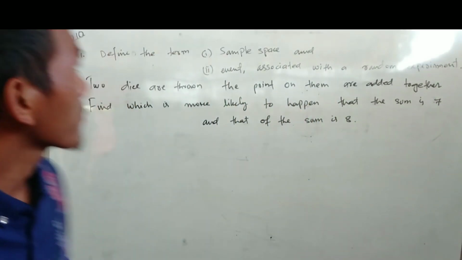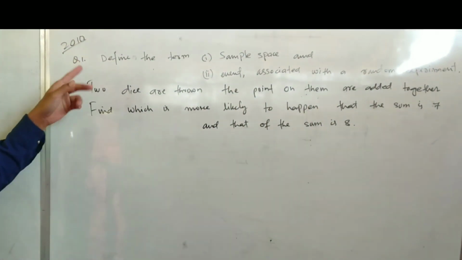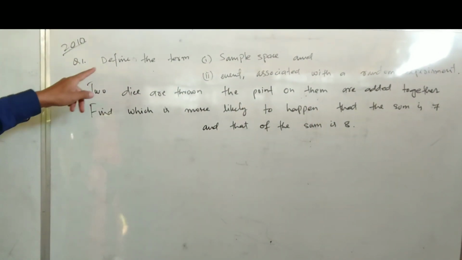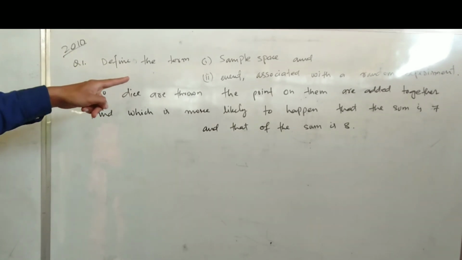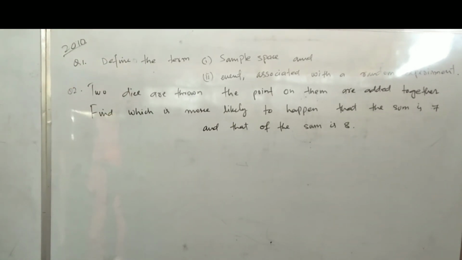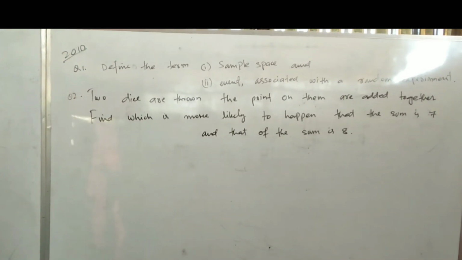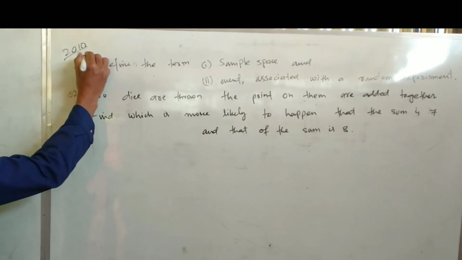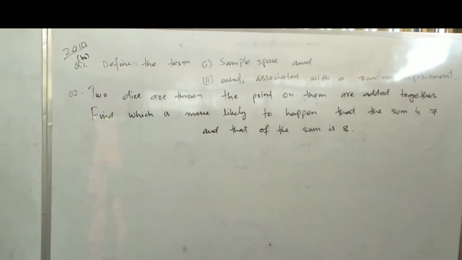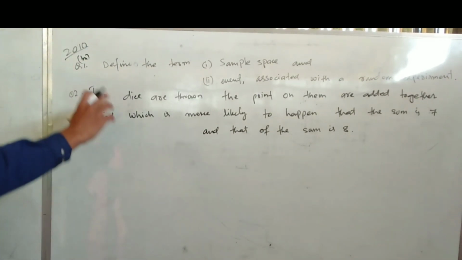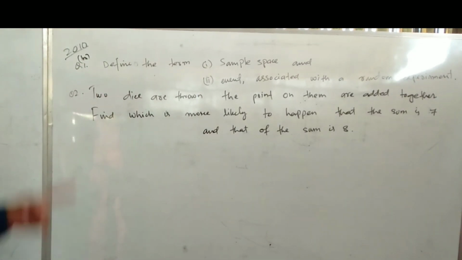Let's get started. Let's solve the 2010 questions. Define the term sample space and events associated with a random experiment. Question number one is a 1 mark question that carries 1 mark only.